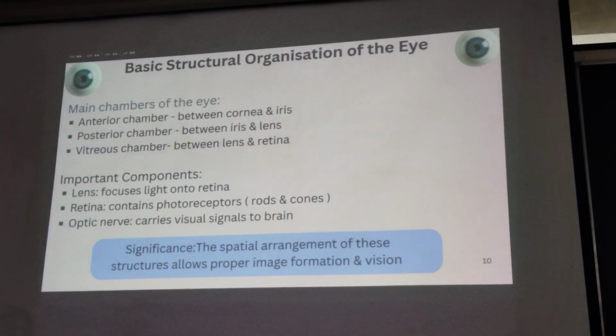Lens focuses the light onto retina. Retina contains photoreceptors, namely rods and cones, and optic nerve carries visual signals to the brain. Now, the significance of this organization is that it allows proper image formation and vision.